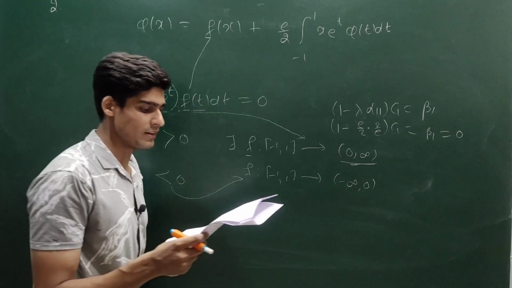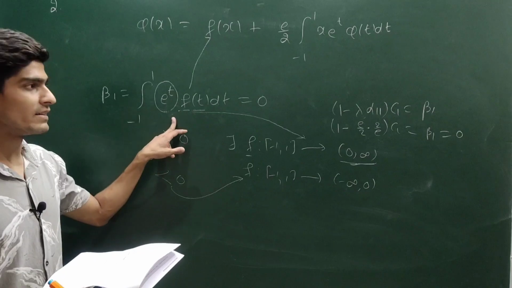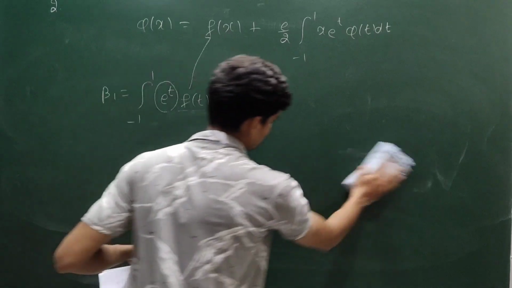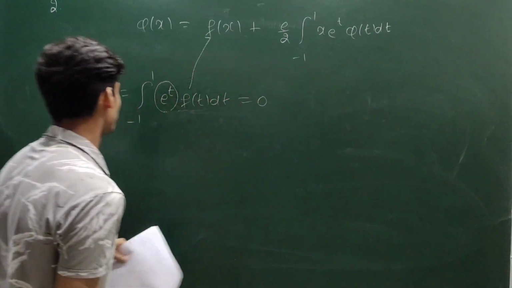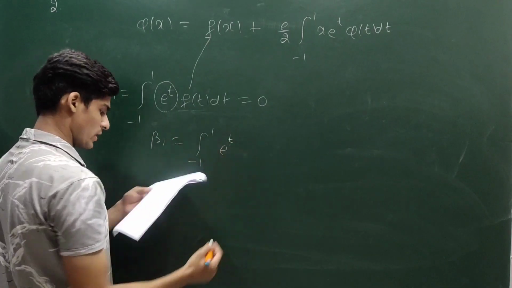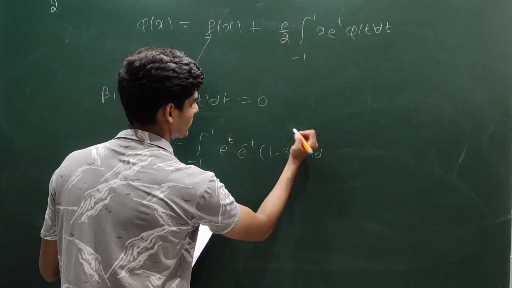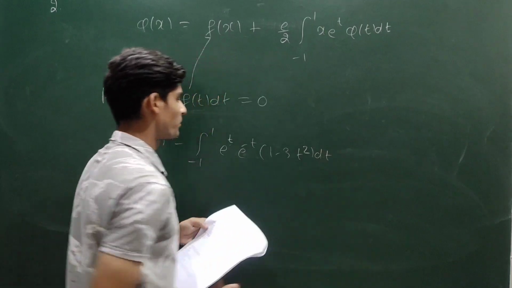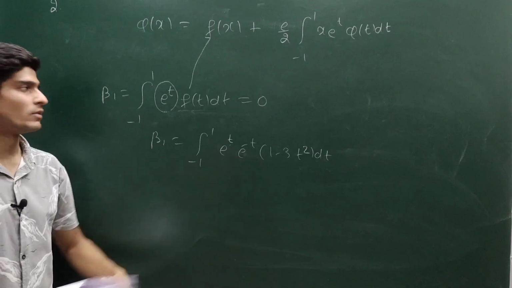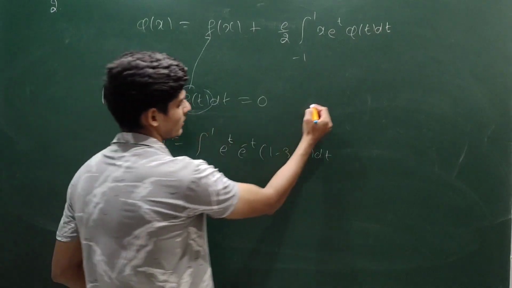Option C, for f(x) equal to e power minus x times (1 minus 3x square), a solution exists. If this integral is 0, then a solution will exist. Now let us see this situation and what it means mathematically. Beta 1 is the integral from minus 1 to 1 of e power t times f(t), where f(t) is e power minus t times (1 minus 3t square), dt. If this part is 0, what is the mathematical meaning of this? Can I say this f(t) is orthogonal to this, because this is an inner product.